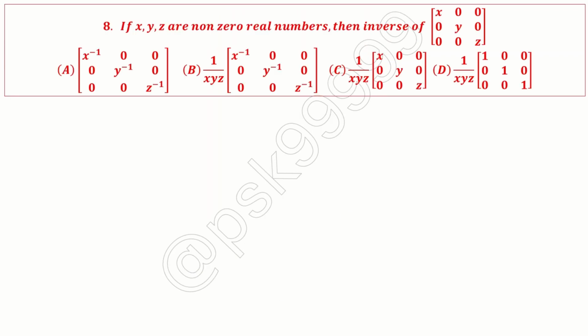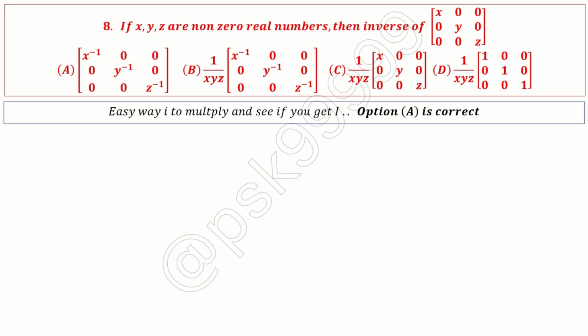Okay, x, y, z are non-real numbers. Then the inverse of this one is, okay, the inverse of this value. Okay, one thing is you can actually find it out by the method all the way, but it is given in multiple options, right? The question is multiple choice. So how to solve it easily, okay? You just multiply. This is a very sparse matrix actually. Most of them are zeros. So you just multiply with this one and see whether you get I, 100, 010 and 001. It's not so complex actually. So if you do that, option A is correct. Okay, that's it. That's the answer.